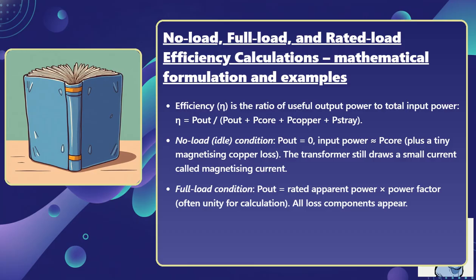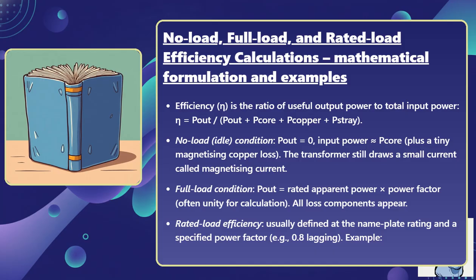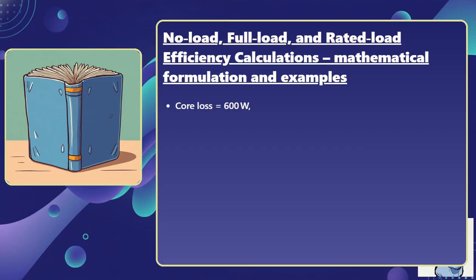All loss components appear. Rated load efficiency, usually defined at the nameplate rating and a specified power factor, for example 0.8 lagging. Example: assume a 200 kilovolt ampere transformer, rated voltage 11 kilovolts, with core loss equals 600 watts. Full load copper loss equals 1,500 watts. Stray loss equals 10% of copper loss equals 150 watts.